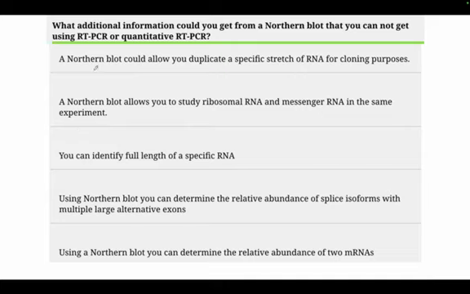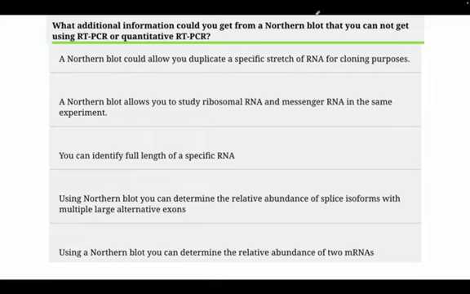Okay. What additional information could we get from a northern blot that we cannot get using RT-PCR or quantitative PCR? So these are all techniques to determine the amount of mRNA present in our sample. Right? In the northern blot, first we are going to run the mRNA on a gel, then we're going to transfer it to a membrane and then probe it using an oligonucleotide probe.